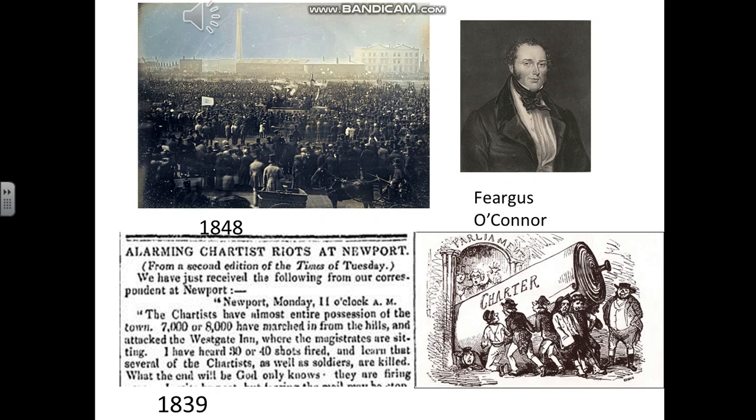You can see the photograph there in 1848. And nothing came of it. It was a flop, even though thousands and thousands turned up. So the Chartists, in the short term, didn't achieve their aims, but in the long term, 5 out of the 6 aims were achieved, and I'll talk about those in a moment.